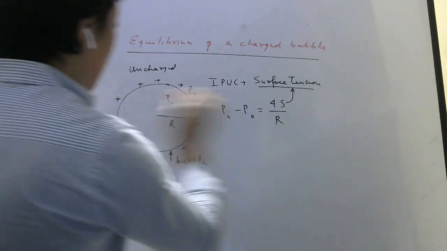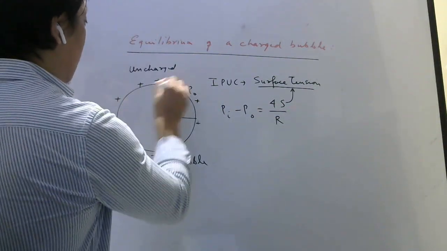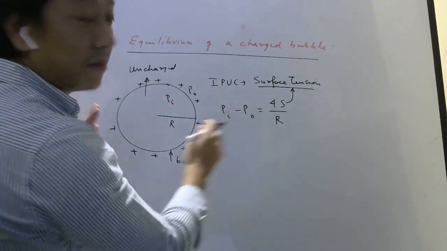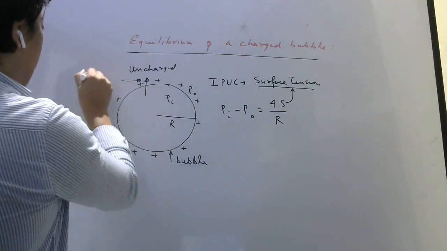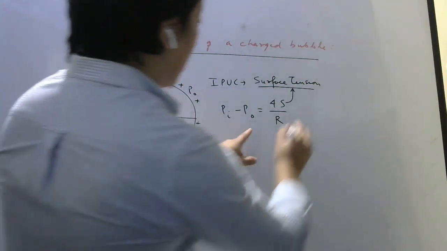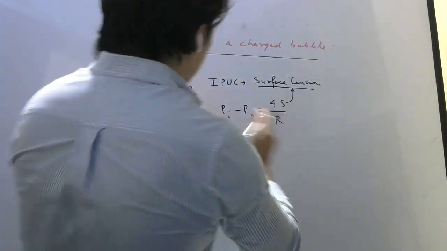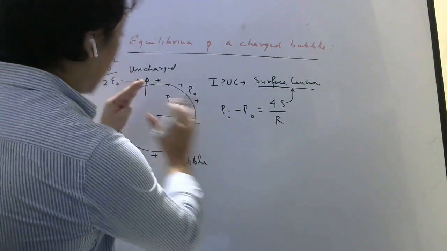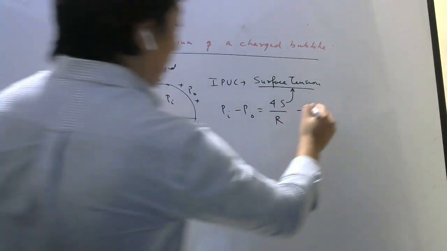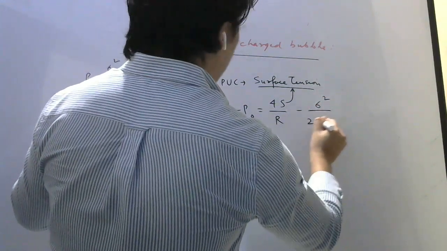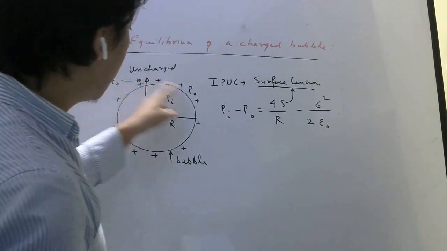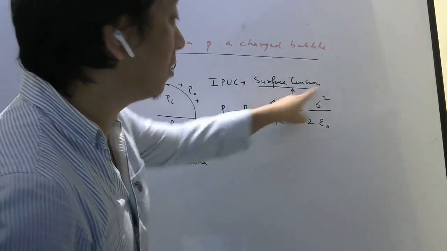Now since it is charged, you know that there will be outside pressure like this. There will be pressure which will try to expand the bubble, and that pressure is your electrostatic pressure, sigma square by 2 epsilon naught. So excess pressure now will be, this is trying to shrink the surface area, this is trying to increase the area. So I should write minus electrostatic pressure, sigma square by 2 epsilon naught. So keep this formula in mind. If it is a charged bubble, you have to include this formula also.